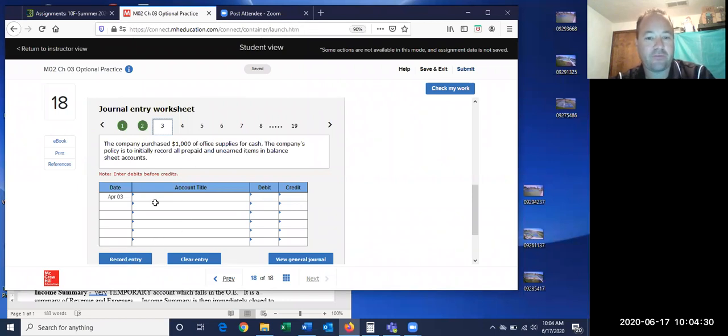All right, we purchased office supplies. We record everything that we haven't used, and then we will, just like we have been, so we're not going to call it an expense right away. I'm going to put it in as an office supply for $1,000. And then it says we bought it with cash, so credit $1,000.